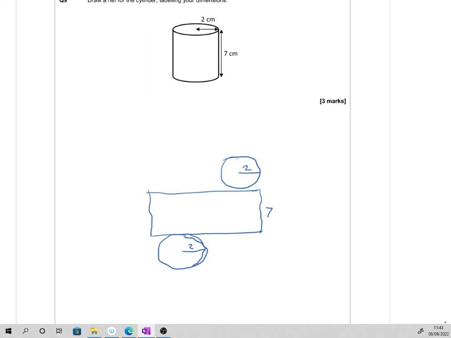but we don't know that distance there. Now that distance is the circumference, so C equals pi d. So we call pi equals 3.14. So the circumference is 3.14 times the diameter, which is 4. So 3.14 times 4 is 12.56 centimetres. So this will be 12.56 centimetres.